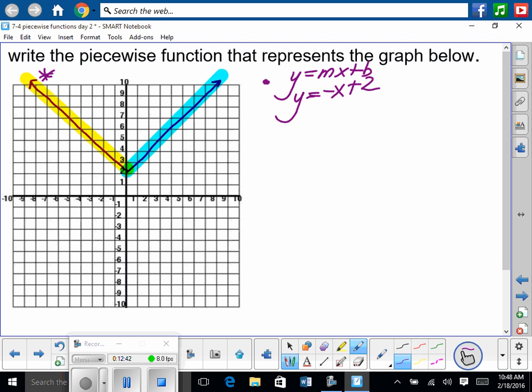Now we have another line, this blue line. That's y is equal to mx plus b. It's a line. That's the form of a line. What's our y-intercept on this blue line?